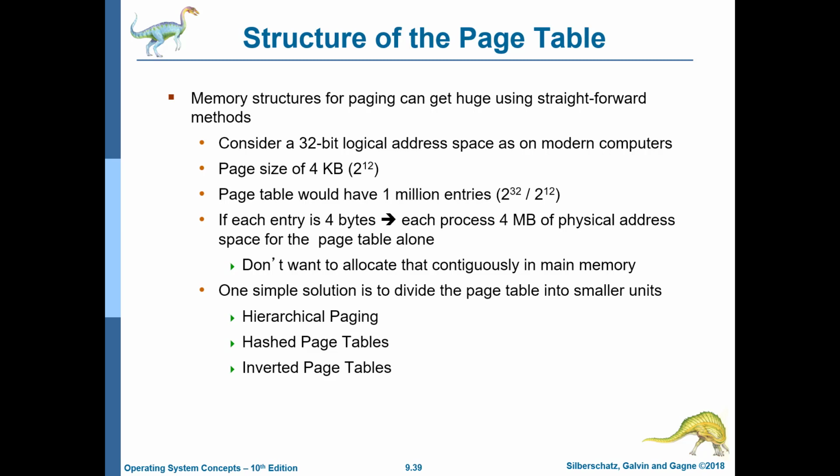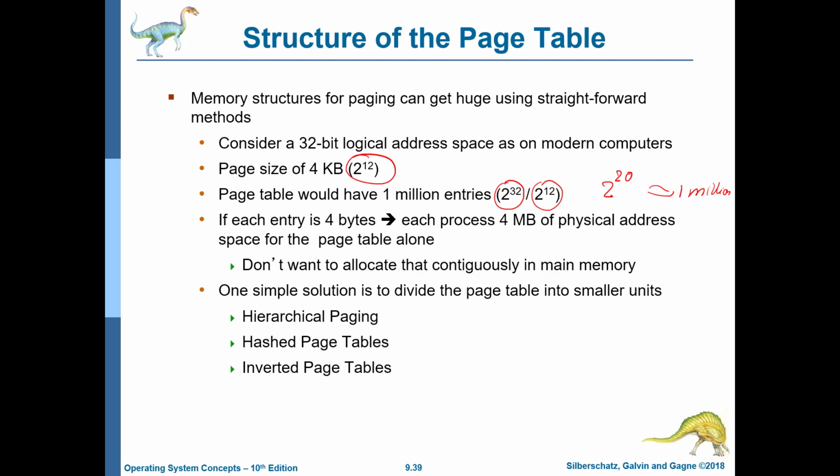So what is the structure of a page table? Well, a page table can become fairly huge. Let's see how big. If we consider a 32-bit logical address space and the page size is 4 KB, 2 raised to the power 12, so 4 KB is 2 raised to the power 12 bytes, then the page table will have a million entries. Why? Because it's 2 raised to the power 32 divided by 2 raised to the power 12, which is 2 raised to the power 20, which is approximately a million.